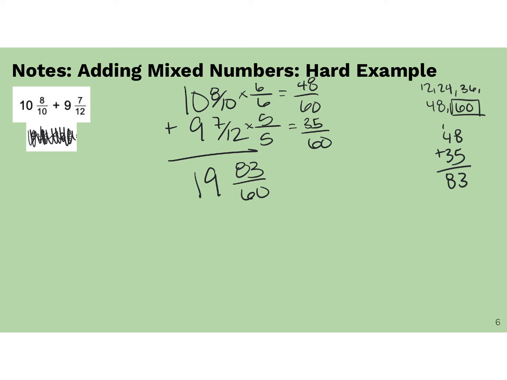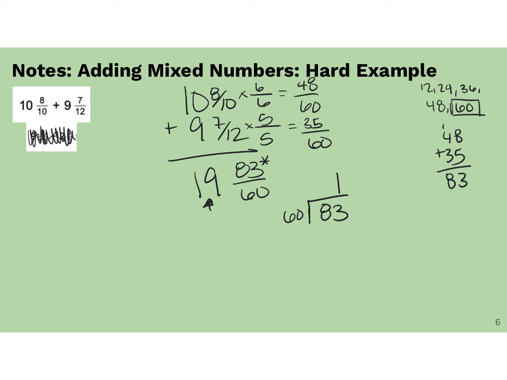The reason this is a hard example is because you can't leave it like this, okay? We cannot have the improper fraction anymore. If it were just a fraction by itself, that would be fine. But because we have a mixed number, we've got to fix it. So I need to see how many wholes, how many times 60 can go into 83. So I'm going to do a little division problem.